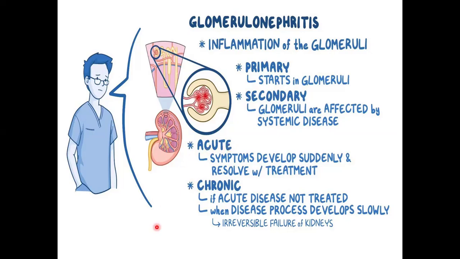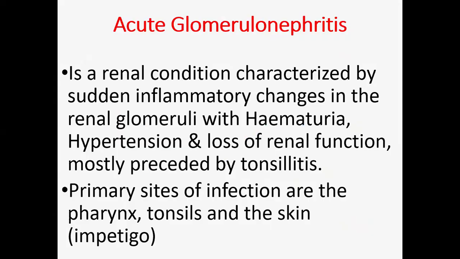Okay, so here is a pictorial representation of what we're trying to talk about. Primary starts from the glomerulus, secondary outside the glomerulus. Acute, sudden onset of signs and symptoms, requires prompt treatment. Then we have chronic, which is repeated glomerulonephritis or develops insidiously, or slowly, over a longer period of time. Then we have diffuse and membranous glomerulonephritis. So, in this discussion, we'll focus on the duration, because this is the commonest classification.